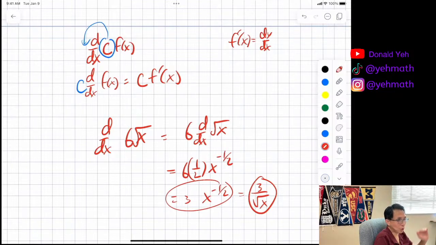Now, for me, I actually don't do that step. I just do that step in my head. So it's really easy to think about. Just don't worry about the number, just take a derivative of the variable and then multiply by the number at the end.